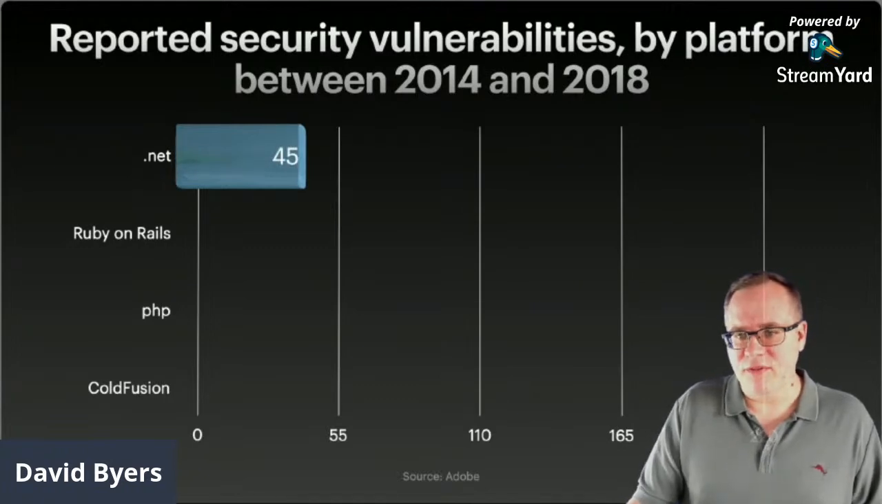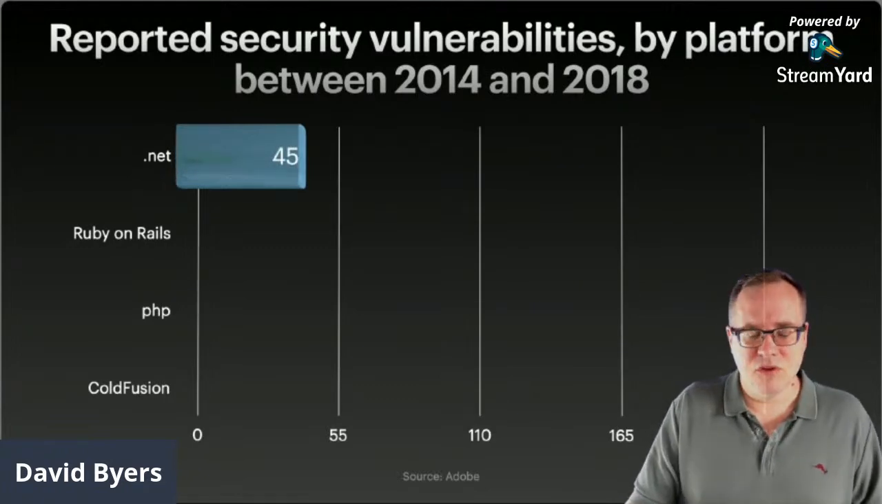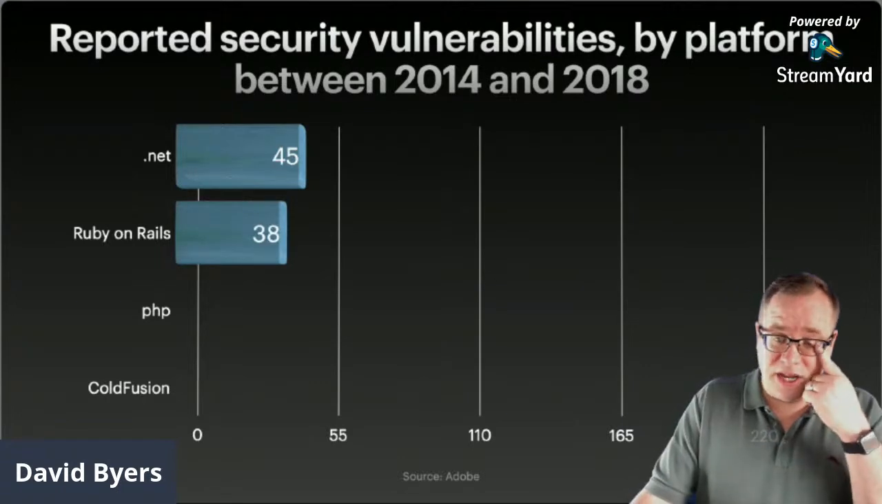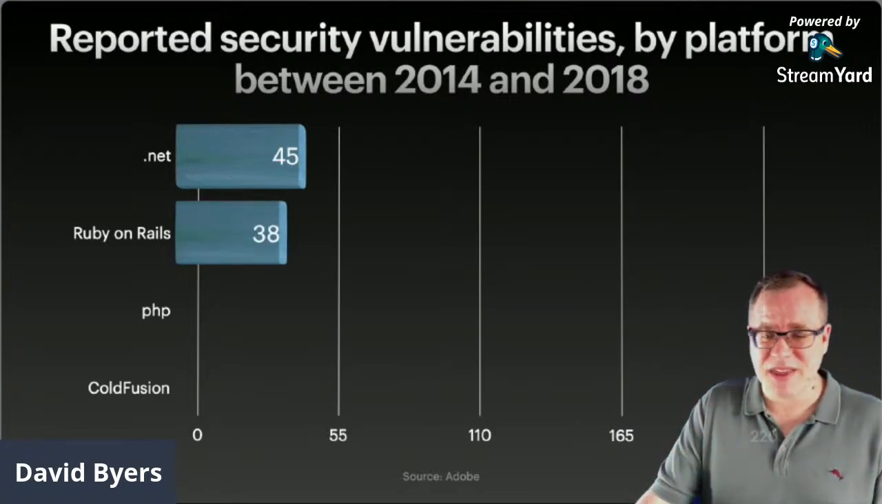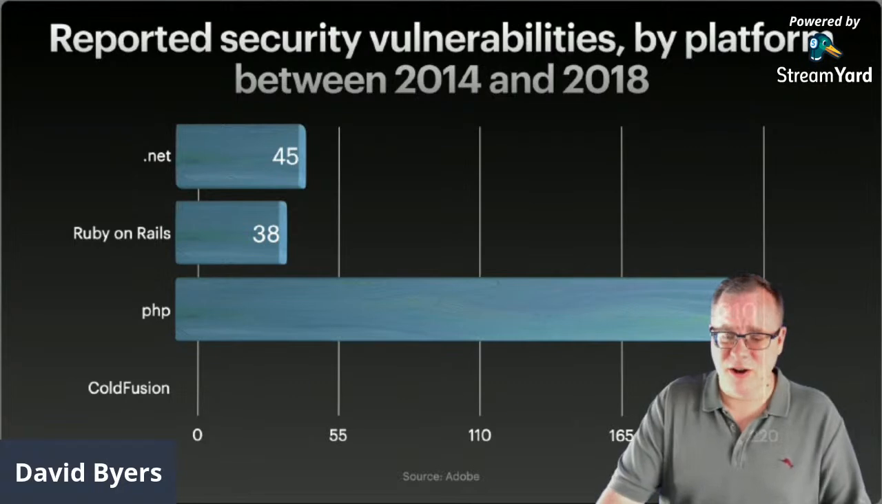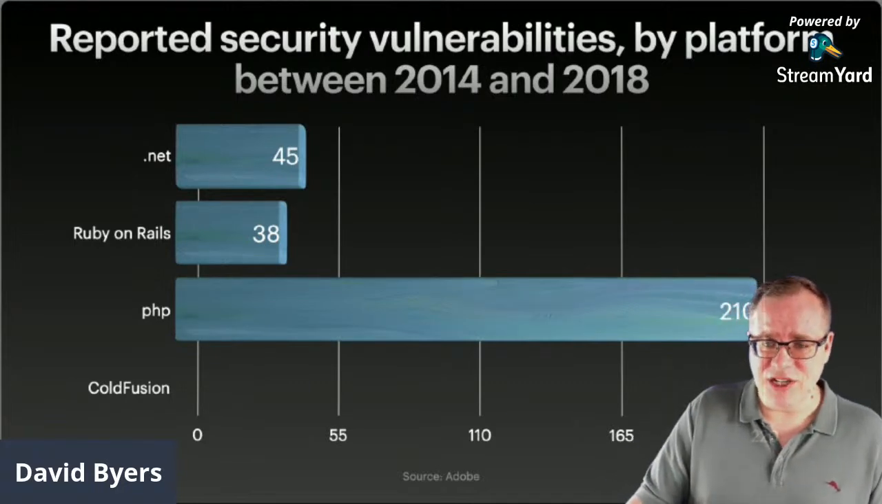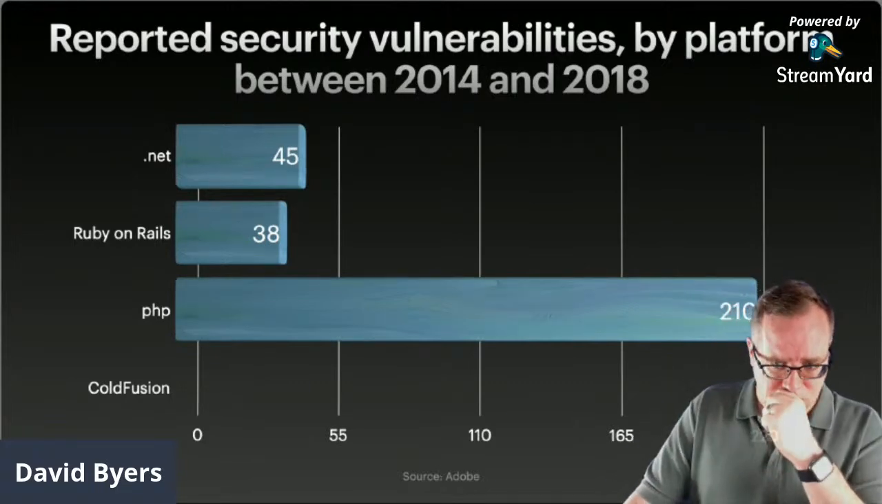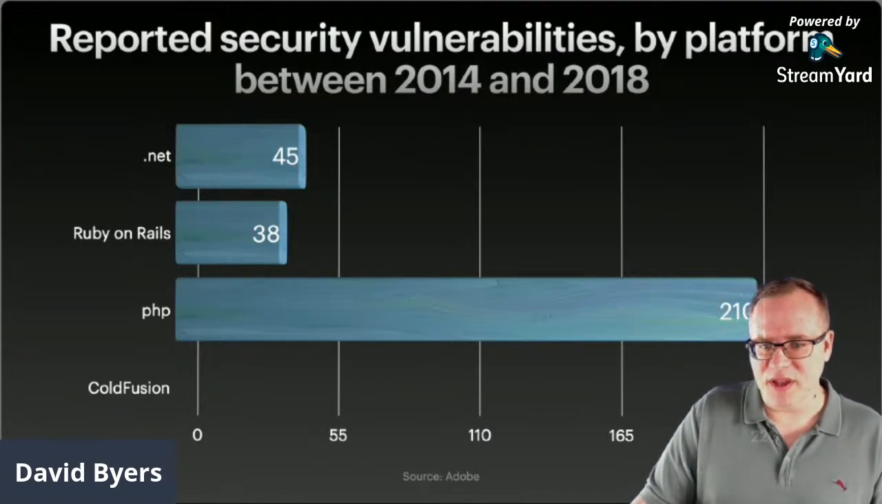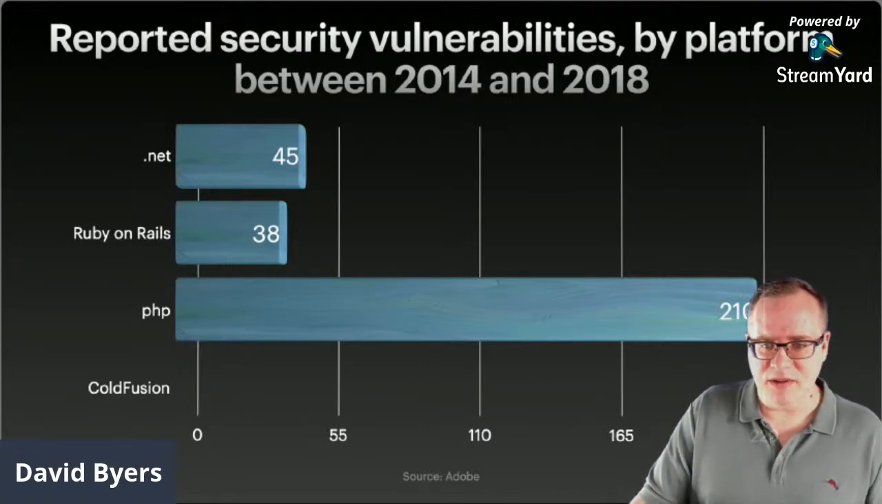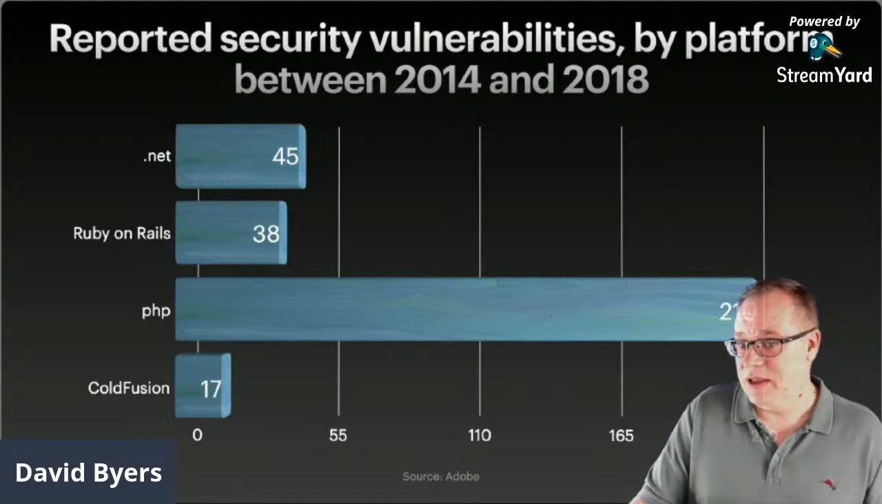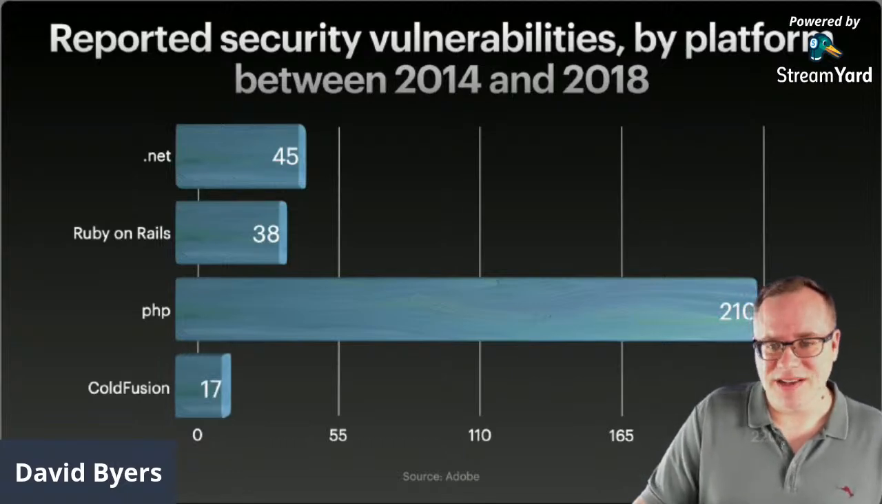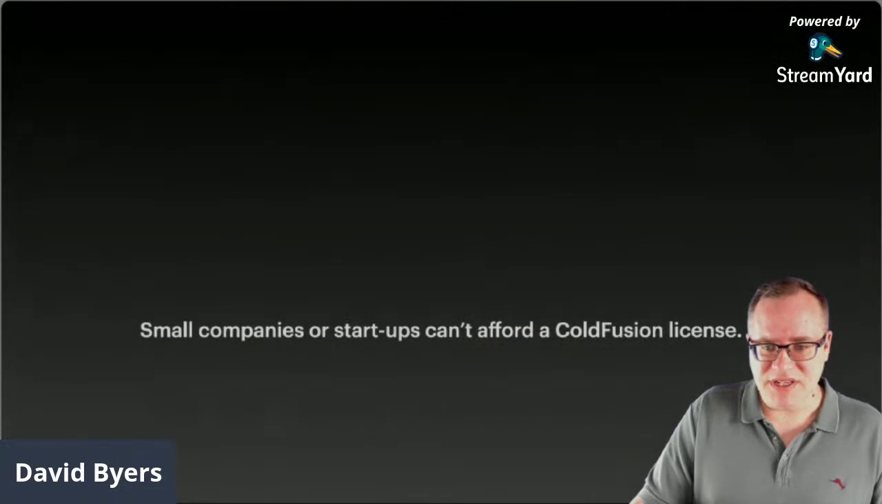They had 45 security vulnerabilities. Ruby on Rails clocked in at 38. PHP kind of surprised me. I thought that PHP was very secure, but clearly not, in that they had 210, excuse me, security vulnerabilities during this time frame, and ColdFusion had 17. So to say that ColdFusion isn't as secure as other languages is a misconception in my mind.